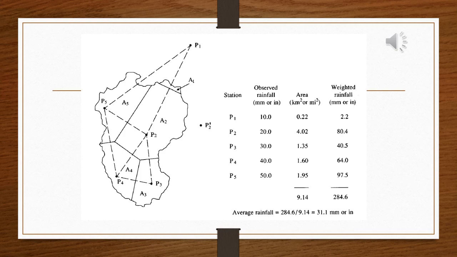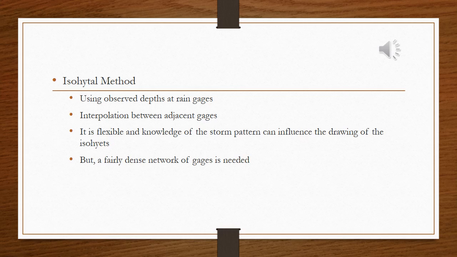Another method is the isohyetal method. In this method, we use the observed depth at rain gauges and interpolate between adjacent gauges. It's flexible, and knowledge of the storm patterns can influence the drawing of the isohyets, but a fairly dense network of gauges is needed. So there is an advantage, but the disadvantage is that a fairly dense network of gauges is needed.